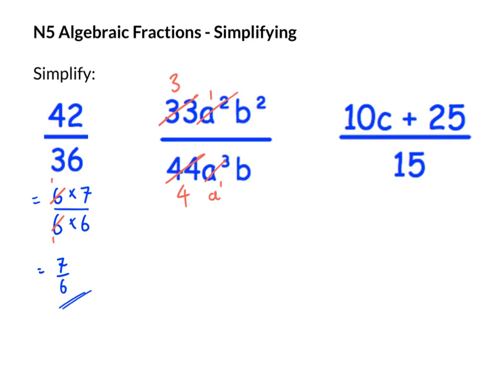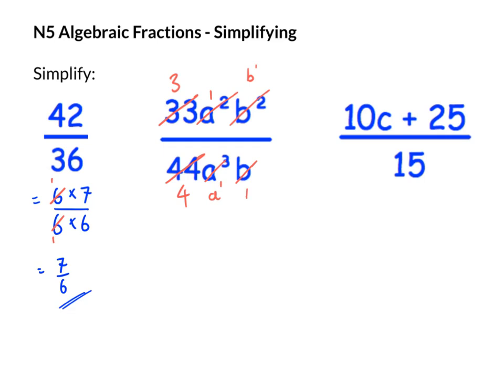I'm going to do the same with the b's. I've got b squared on top and a single b on the bottom. So the most I can divide by is a single b. Dividing the top by b, b squared divided by b will leave me with a single b, b to the power of 1, if you will. B divided by b on the bottom is 1.